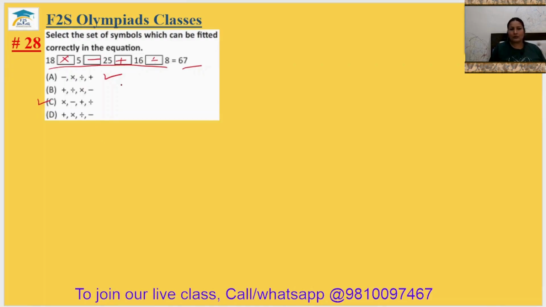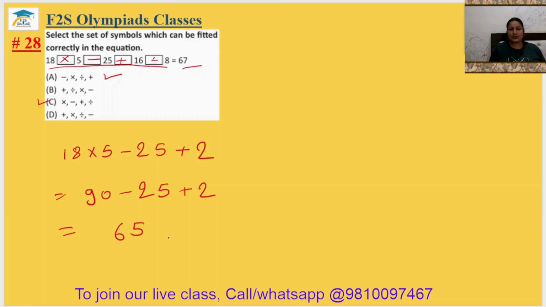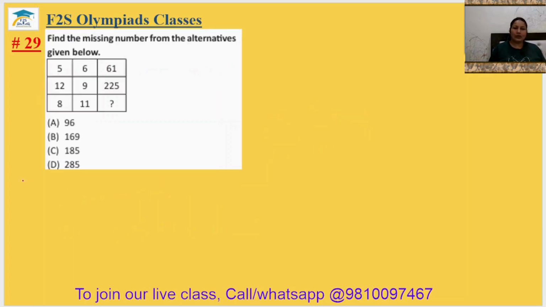So first the division process will be there. 18 multiplied by 5 minus 25 plus 8 twos are 16. Now 18 fives are 90 minus 25 plus 2. 90 minus 25 is 65, plus 2, that is 67. So we can just go with option C. The 28th answer is option C. Question number 29. Find the missing number from the alternatives given below.